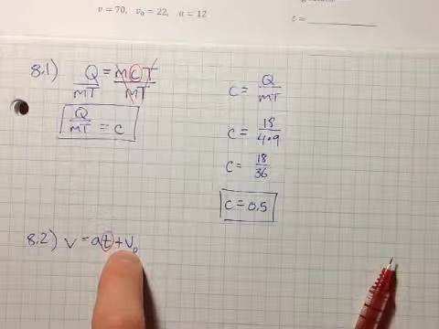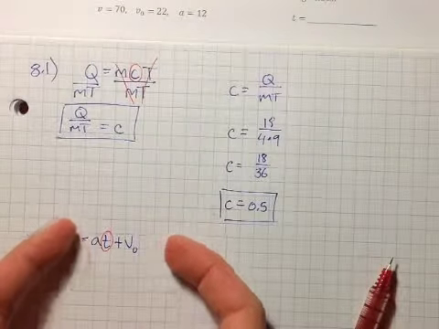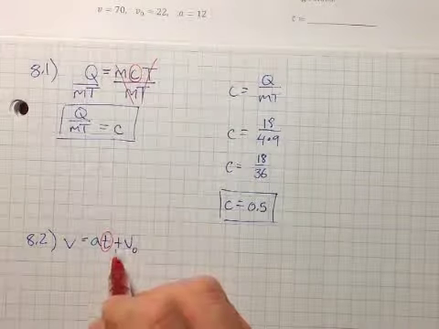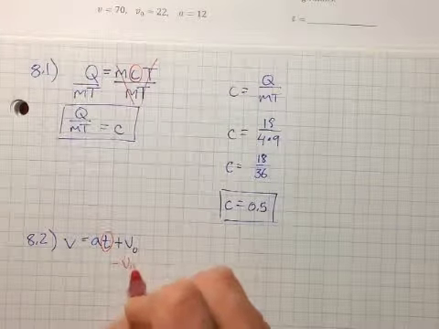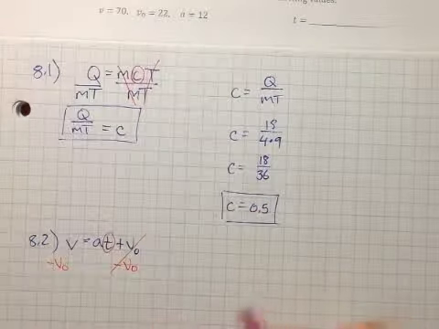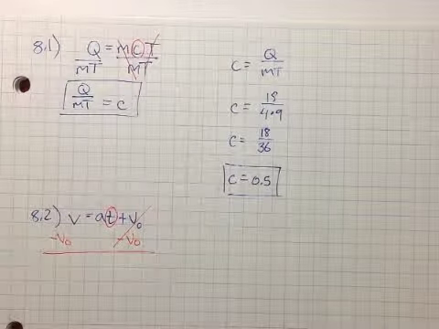Which one do I do first? Well, you need to start outside and work your way in. Okay, the V naught is toward the outside. So the V naught is what we're going to move over to the other side of the equation first. Right now we are adding V naught, so we need to subtract it in order to move it to the other side, because that cancels out. And so we are left with V minus V naught equals A times T.